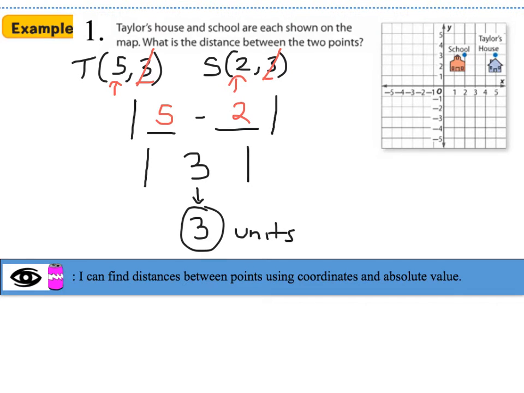Another way that you can look at it is you can connect a horizontal line from the school to Taylor's house, and you can jump 1, 2, 3 spaces. So it's 3 units from Taylor's house to the school.